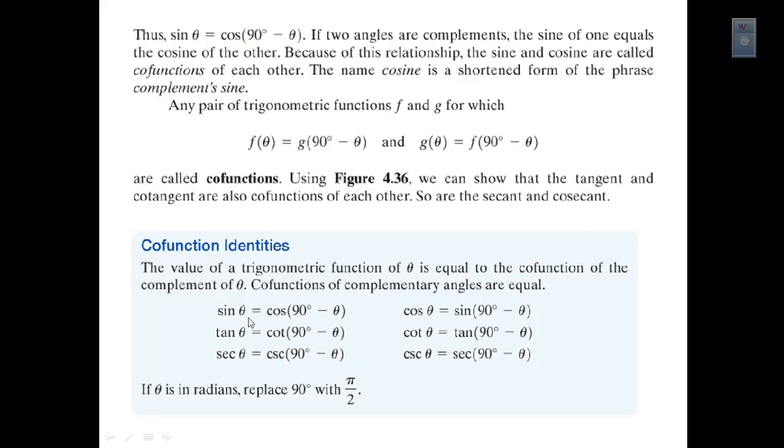All right, and here are all of the cofunction identities. It's true with all these. Guys, these are not something that I'm going to ask you to remember. They're not even something that we're really going to use very much. It's just a good property to know because of the way that they relate to one another.